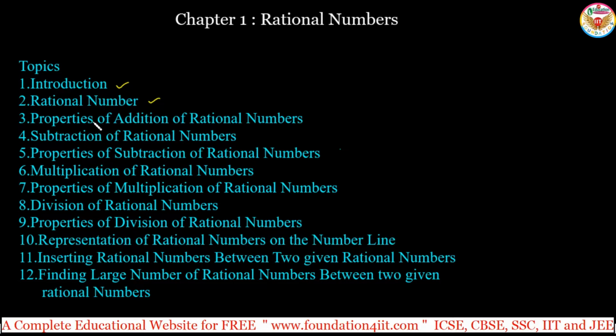Along with this, properties of addition of rational numbers, again properties of subtraction of rational numbers, so subtraction along with the properties. Similarly, how to do multiplication of rational numbers and properties of multiplication, and similarly division and properties of division. So these are the basic terms we need to learn from this chapter: addition, subtraction, multiplication, division along with these properties, right?